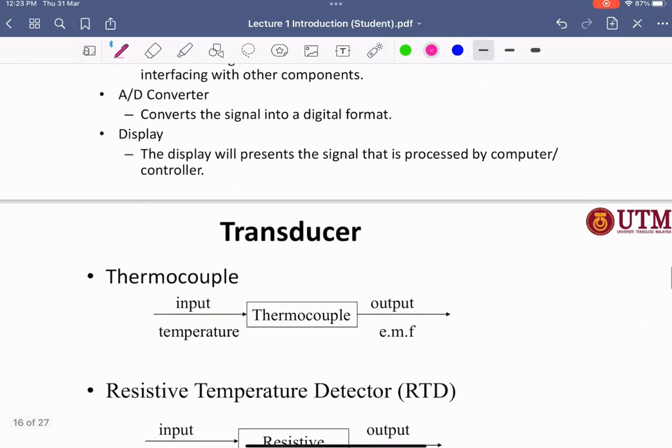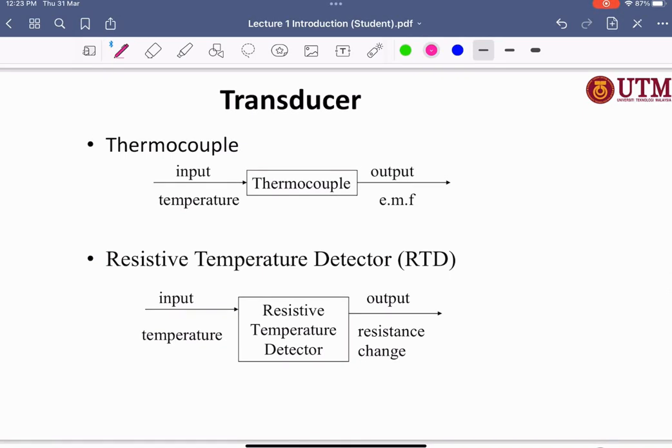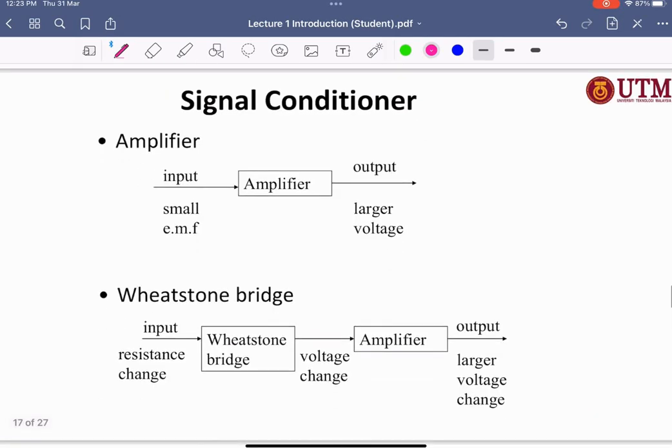Let's look at them one by one. What is the transducer? An example of a transducer is the thermocouple, which we will learn in the next topic. It converts temperature into millivolts, EMF, that means electromotive force. We also have the RTD, which also detects temperature and converts it into ohms, so sometimes we call it the change of resistance. I have mentioned before that we cannot use the sensor by itself because the sensor produces a very small value, so you need signal conditioning.